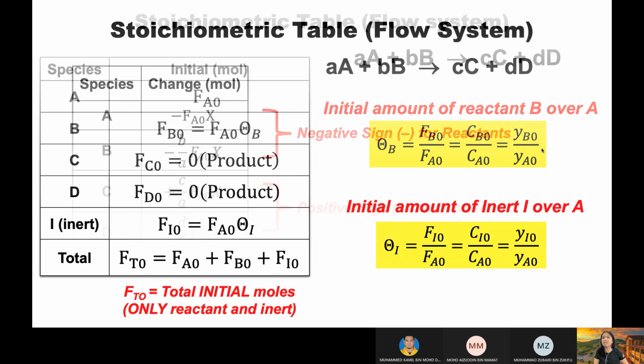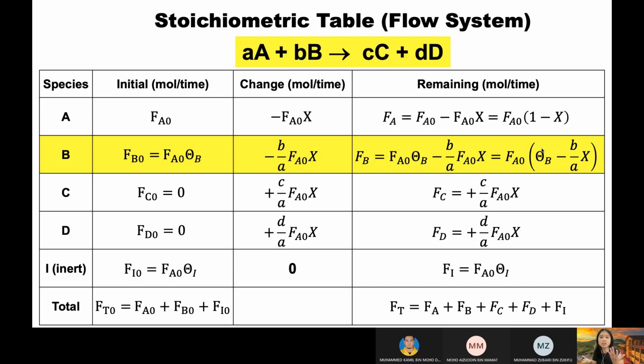Okay, so let's say you calculated theta B. Okay, let's say dah katakan you know initially dia adalah equal molar. Equal molar maksudnya apa? Katakan kamu letak 5 molar per A, 5 mole per liter A, 5 mole per liter B. So theta B dia akan jadi 1 kan? Okay, so theta B 1 you multiply with the FA naught. So contohnya tadi kita kata FA naught kita 10 kan? Kita set 10. So 10 multiply with theta B, let's say 1. So FB naught jadi 10 mole per minute jugalah. Means saya pump in 10 mole per minute of A and 10 mole per minute of B as well.